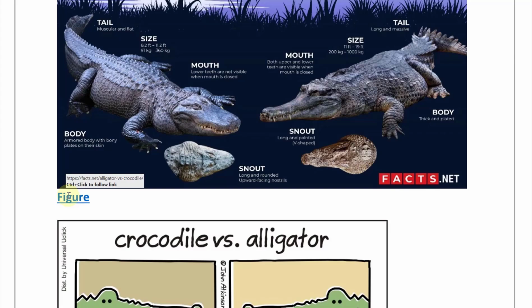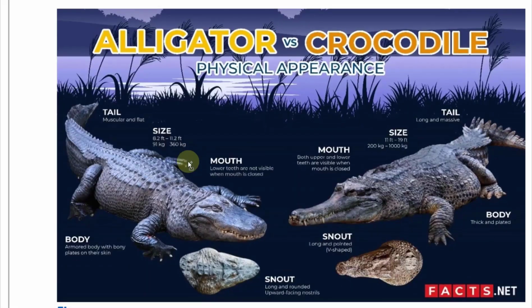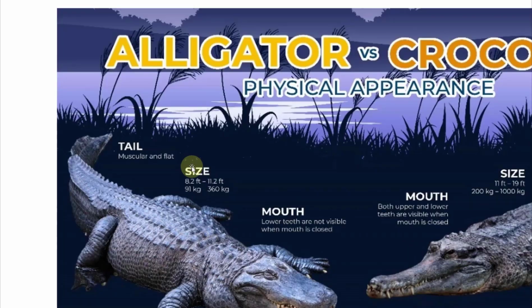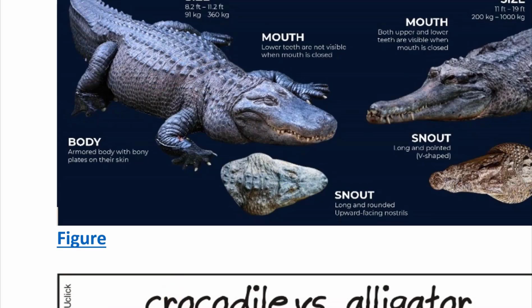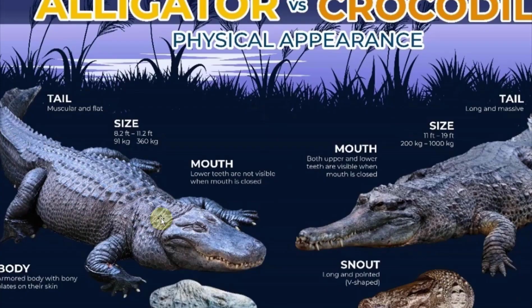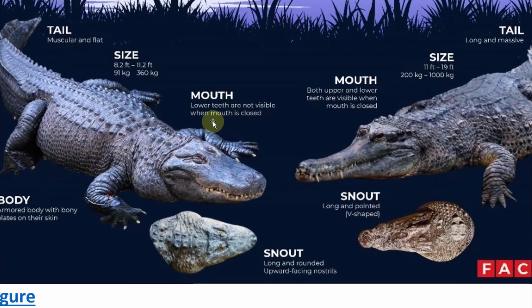This is from facts.net, and we could do some zooming in here. Let's zoom in right here. Yeah, alligators on the left, and then there's the crocodile. Notice the mouth right there. This one's more rounded, this one's more straight there. So mouth: both upper and lower teeth are visible when the mouth is closed for the crocodile. Lower teeth are not visible when the mouth is closed for an alligator.